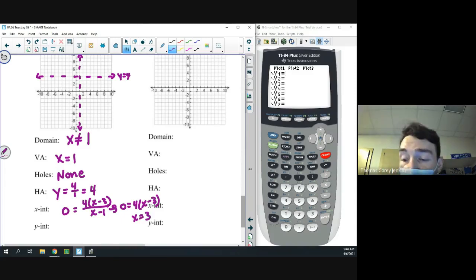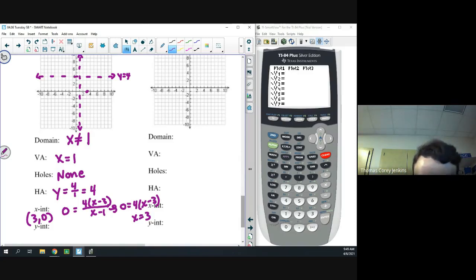Okay, so that's the point (3, 0). So I'm going to go ahead and put that on there. Like I said, we could see that graphically if we just punched it in, but that's how you do it algebraically. And then our y-intercept, you'd plug in 0 for x.